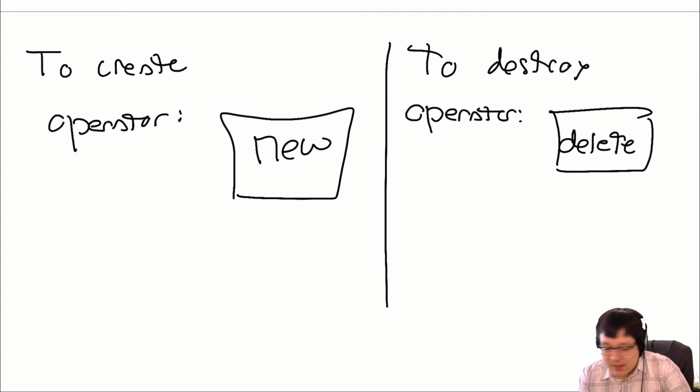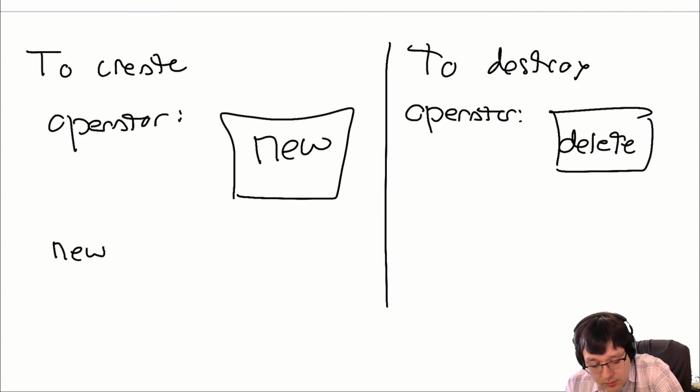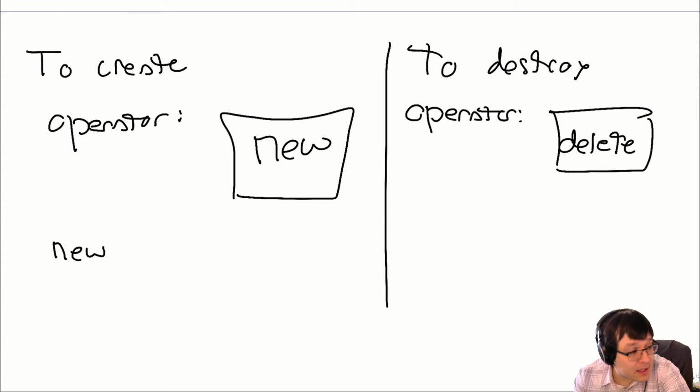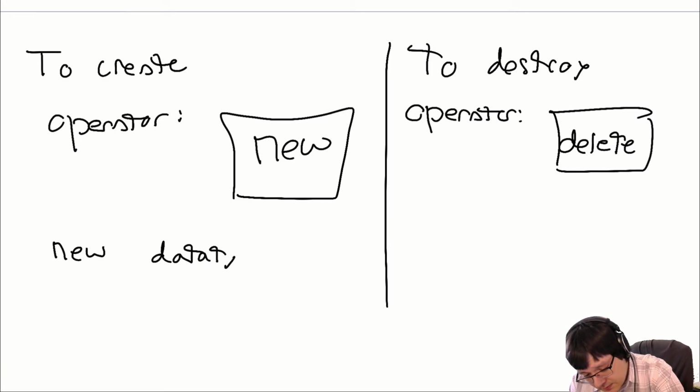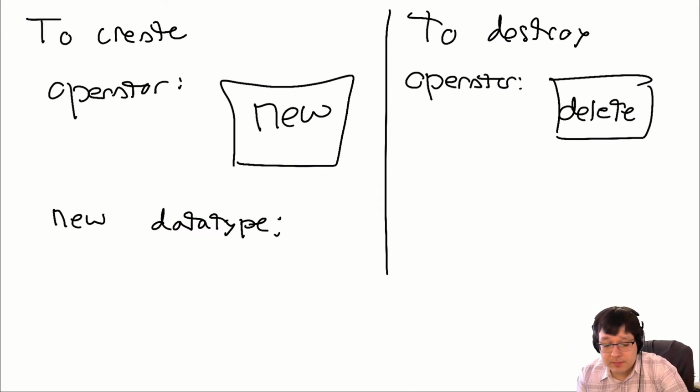So anyways, the way that you create a dynamically allocated variable is you are going to use the keyword new, and then you're going to put the data type of the variable that you're trying to make. Okay, so that's the syntax. That will allocate a single variable. Okay.